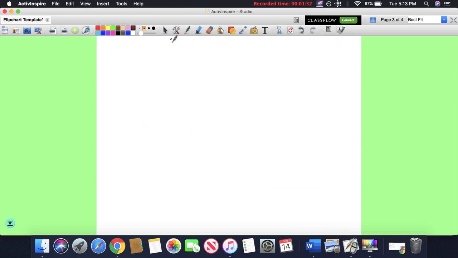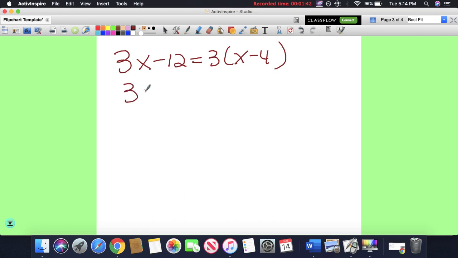So let's look at something a little bit different. Let's look at this equation over here, and let's say we're solving it. So we have to do the distributive property. That's 3x minus 12. And then you notice that there's a variable on the left side and a variable on the right side, and you were taught to get rid of one of them.